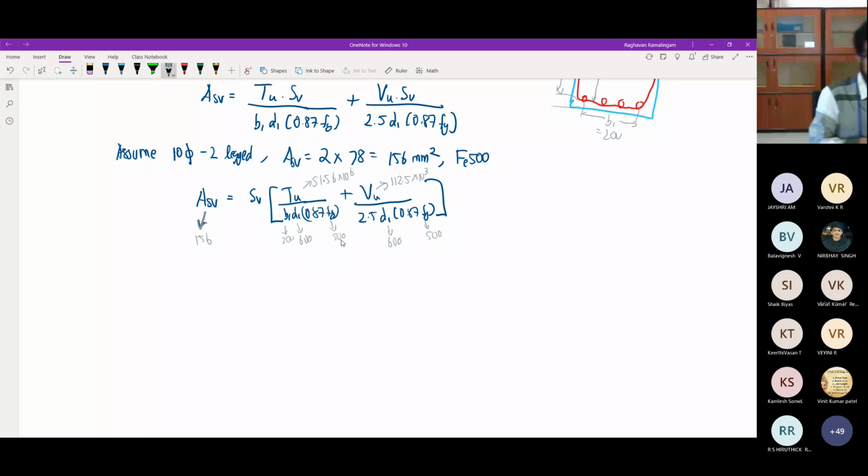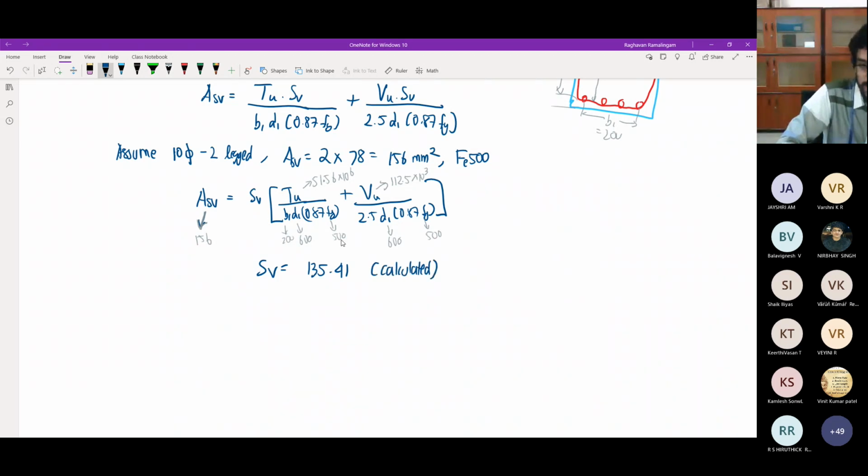I'm getting Asv spacing is approximately 135 or something like that. Let's check whether you get 134.46. Yeah, so something close to that. So just check whether you get it. Just make substitutions, you'll get something like this. So Sv comes about 135.41. This is the calculated.